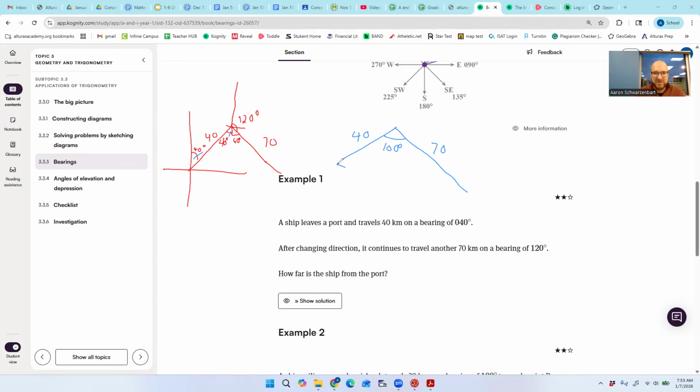It says how far is the ship from port? That would be this distance right here. This is a straight, simple law of cosines. Now that I've gotten the angle, the hard part is finding the angle. I plug it in, I solve for x.